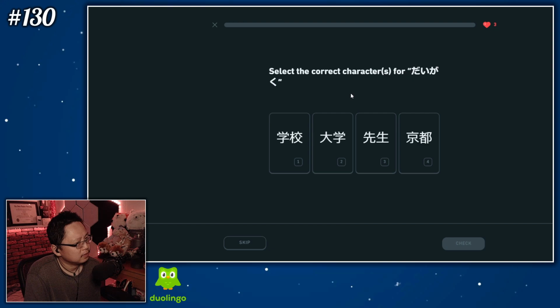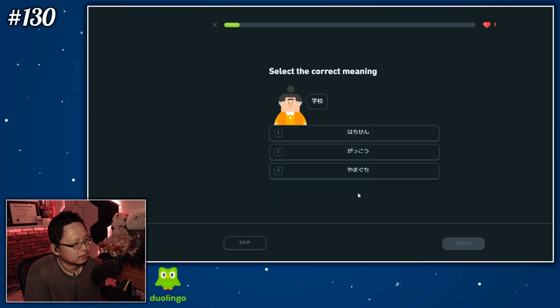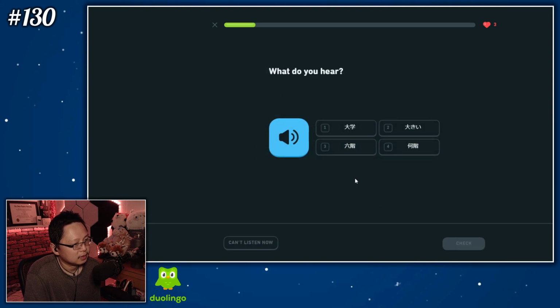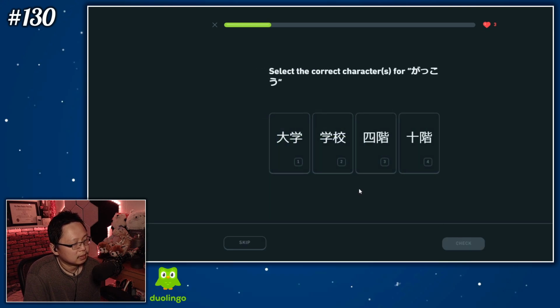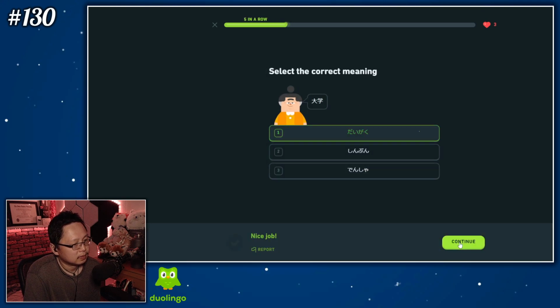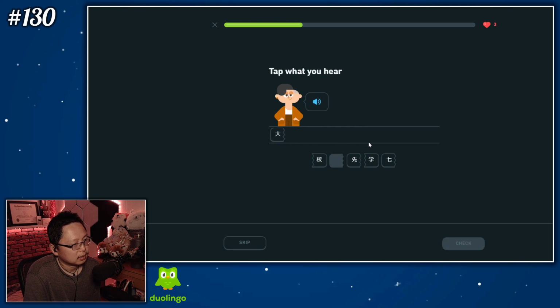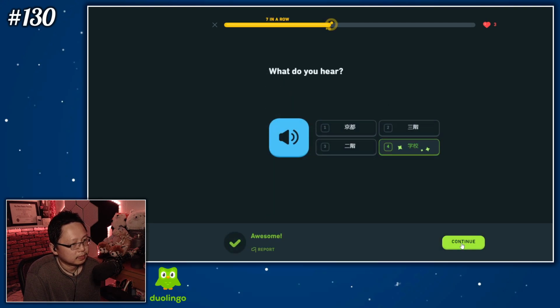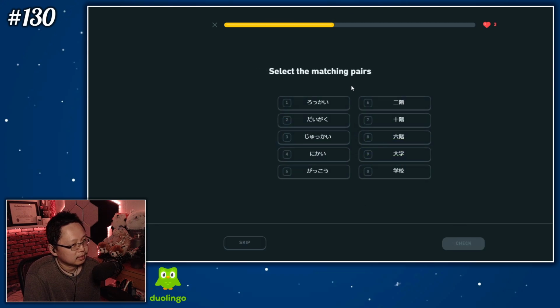Oh, I drew the left radical of gakko incorrectly in my recall. Yep. Just noticed.